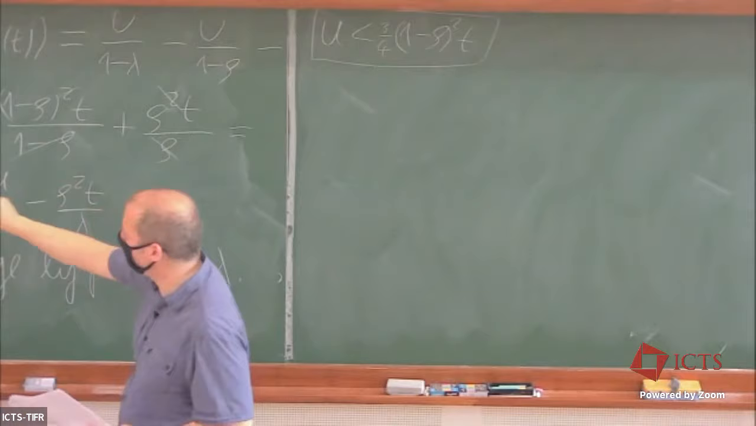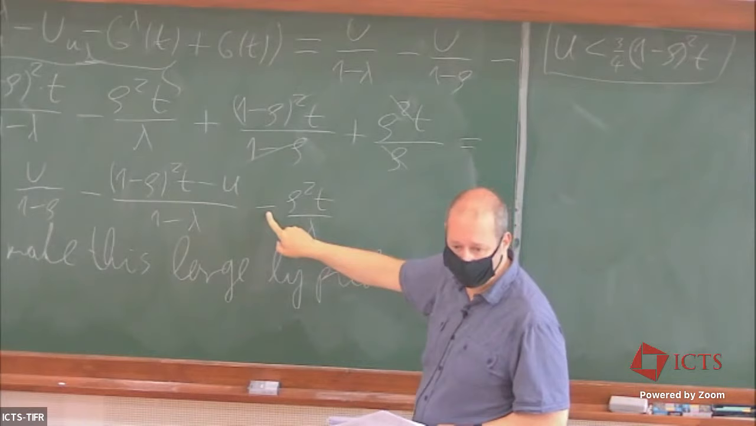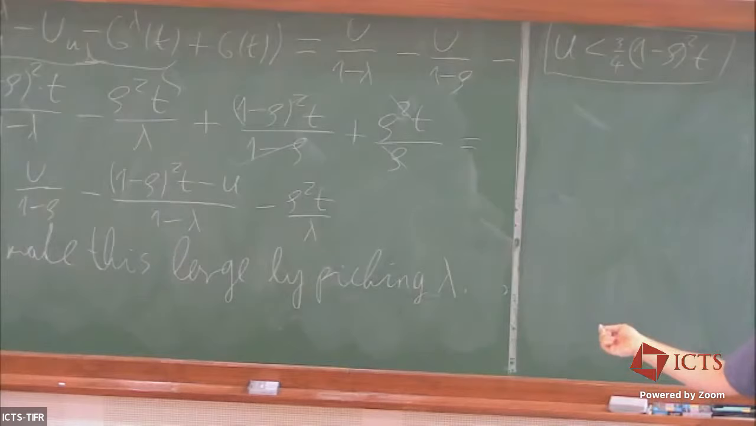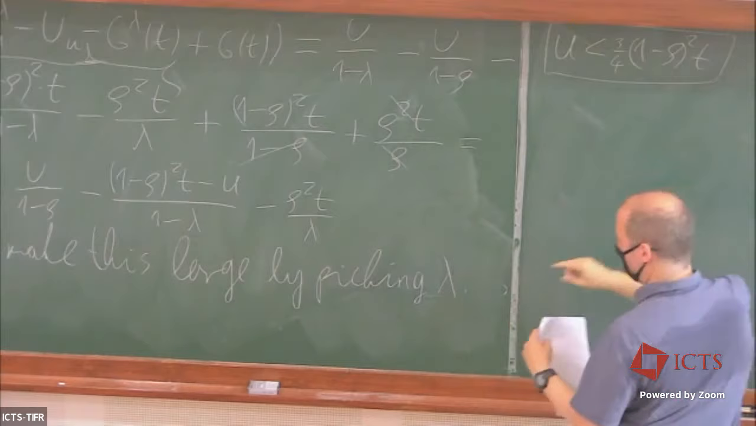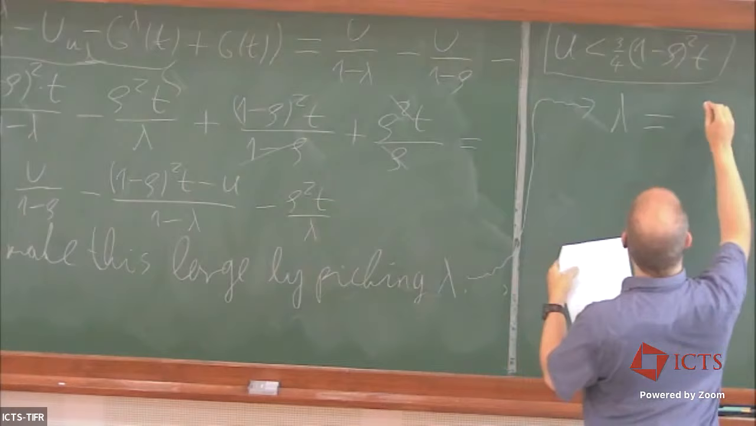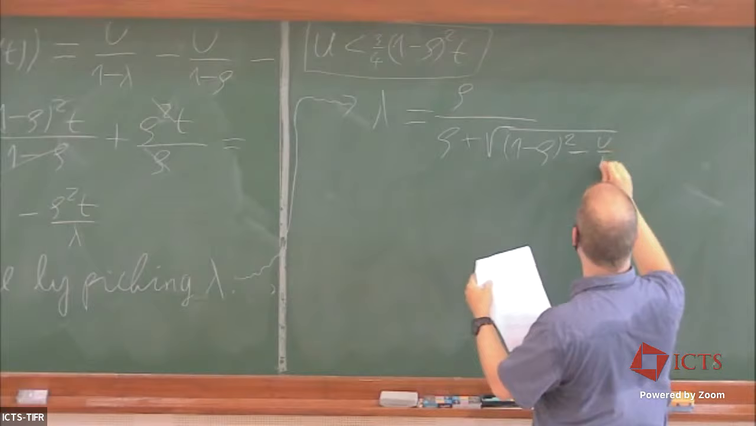Clearly, if lambda gets very close to one, then this blows up in the negative direction. If lambda gets close to zero, it blows up in the negative direction. So I will have a maximum. It's a meaningful thing to maximize this in lambda. And if I do that, I'm not gonna show you all the details. You end up with lambda equals rho over rho plus the square root of (1 minus rho) squared minus u over t. That's the optimal choice of lambda. Homework, do it.